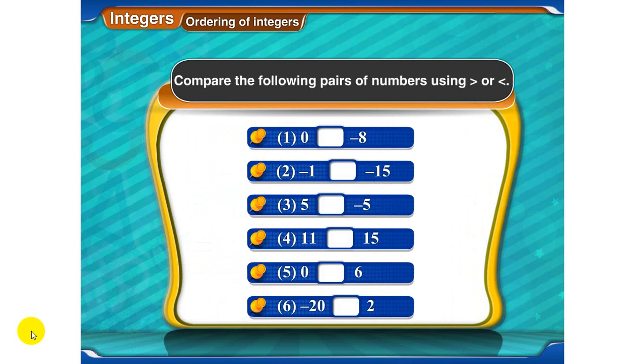Compare the following pairs of numbers using greater than or less than sign. 1. 0 is greater than -8. 2. -1 is greater than -15. 3. 5 is greater than -5. 4. 11 is less than 15. 5. 0 is less than 6. 6. -20 is less than 2.